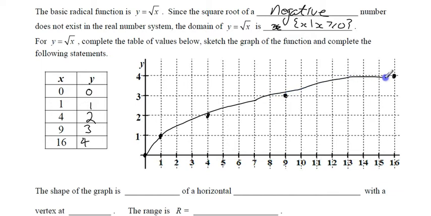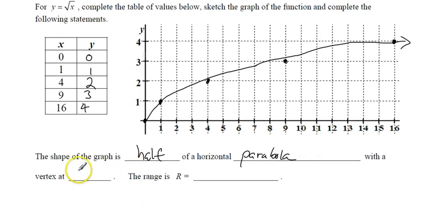Sorry, just trying to concentrate and draw. Close enough. The shape of the graph is half of a horizontal parabola with a vertex at (0, 0). Just imagine a parabola going horizontally, and the other half would be down here. The range is the set of y such that y is greater than or equal to 0.